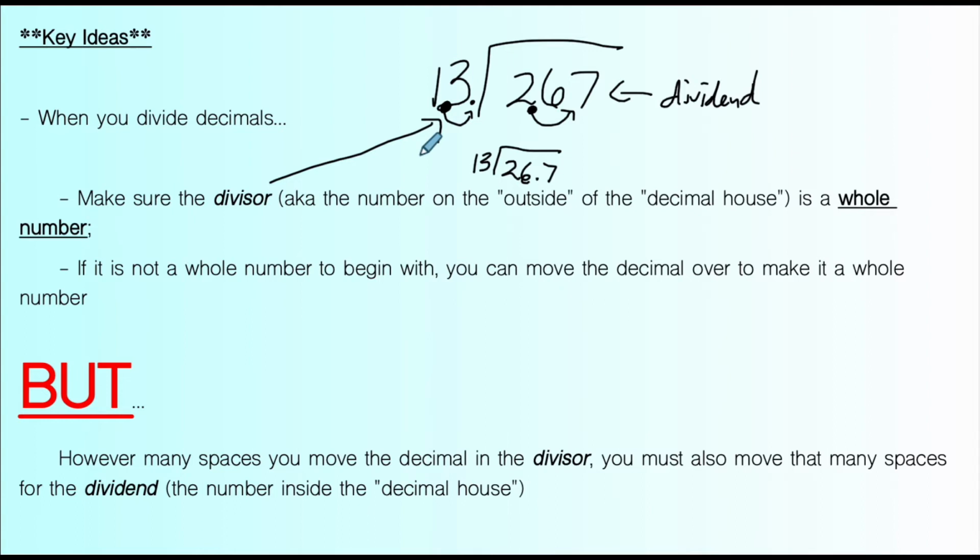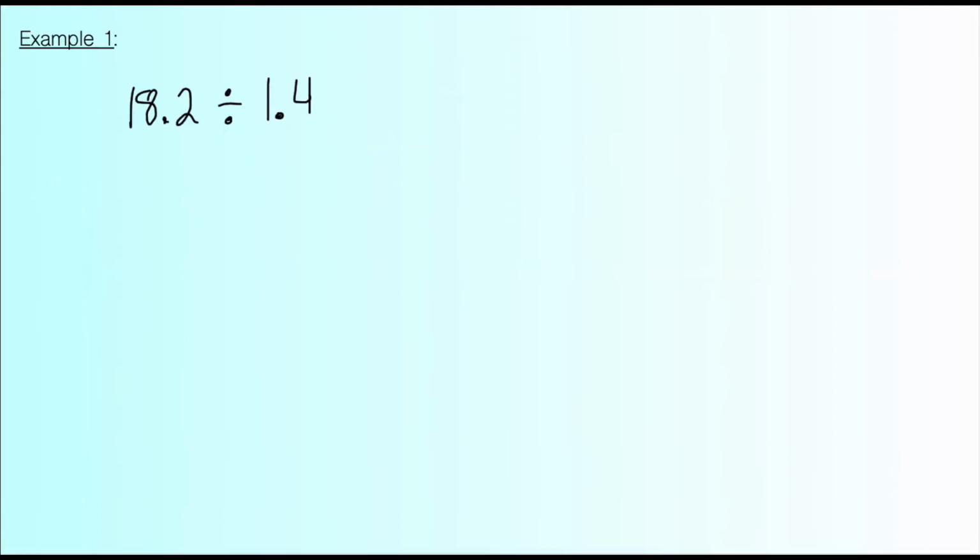Now, I've said a lot of things. Let's put it into practice with an example. The first problem I have is 18 and 2/10 divided by 1 and 4/10. First off, you need to know how to set up a division problem. So make your little house or whatever you want to call it. Your dividend, the number inside, is the first number. So that goes on the inside, 18 and 2/10. And your divisor, aka the number that goes on the outside, that's the second number in a division problem. So 18.2 divided by 1.4, that's how you would read this.